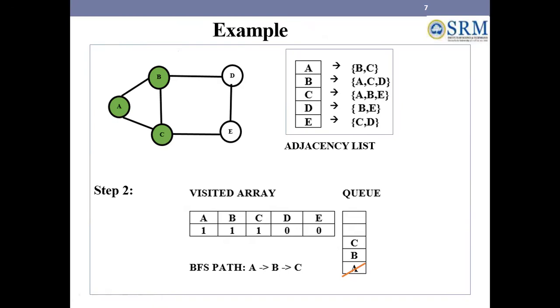So now this is the second step. Visit the adjacency nodes of A, that is B and C. Change the value to 1. So add the path. First we visited A. After A, B and C are visited.